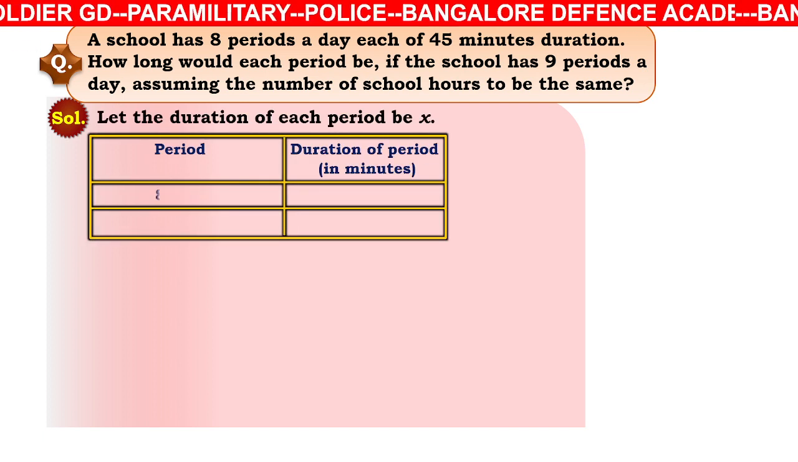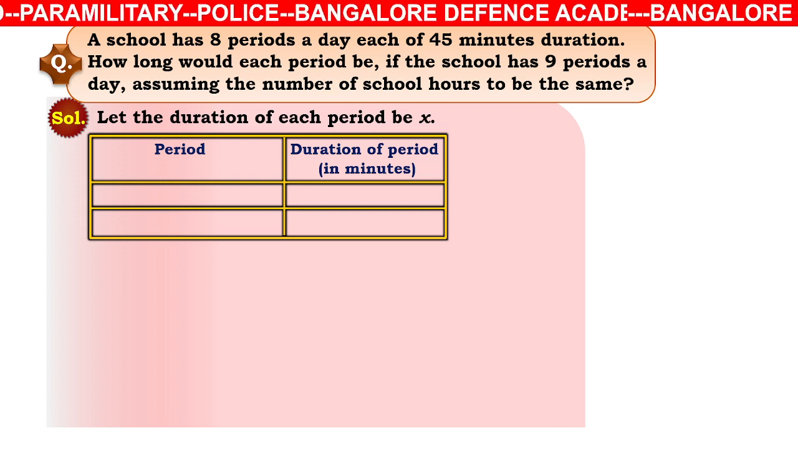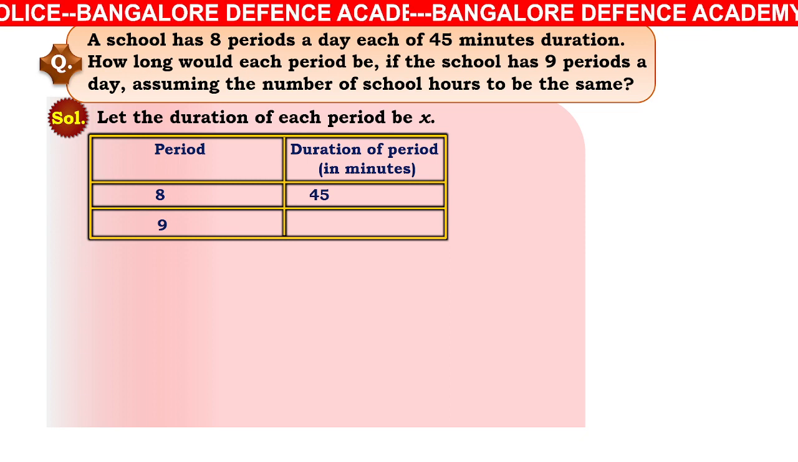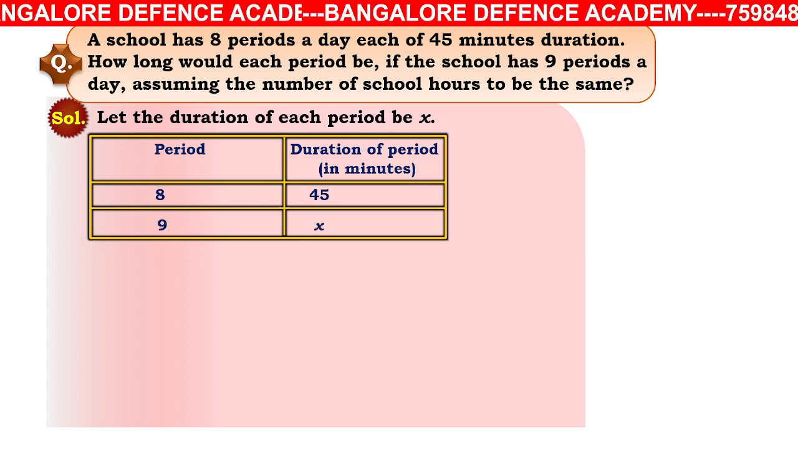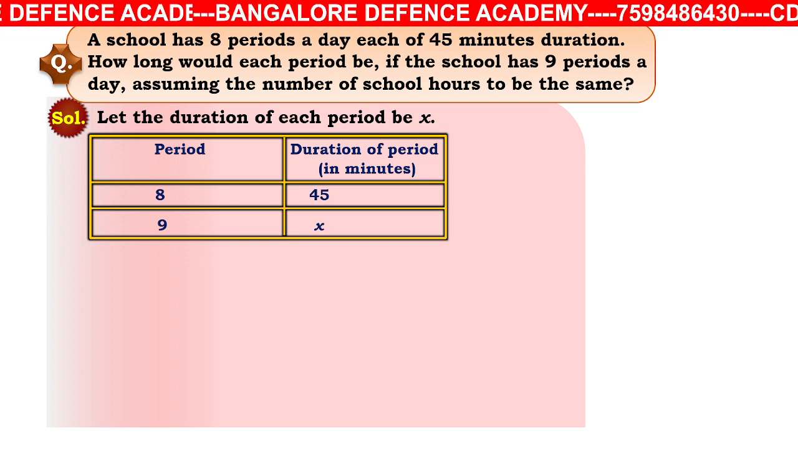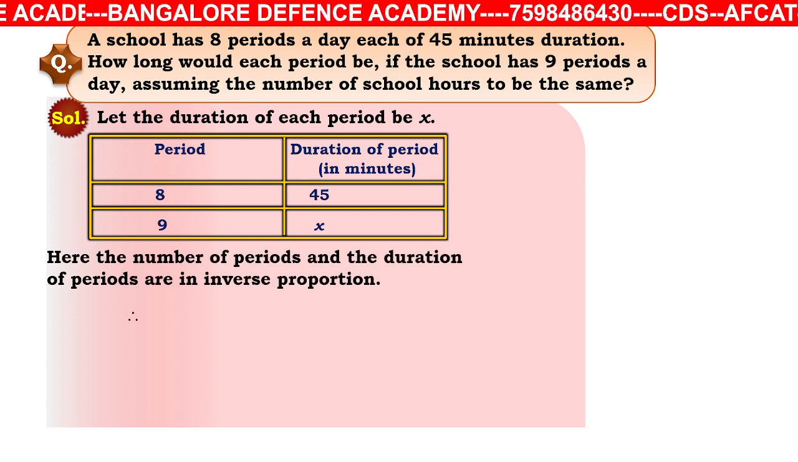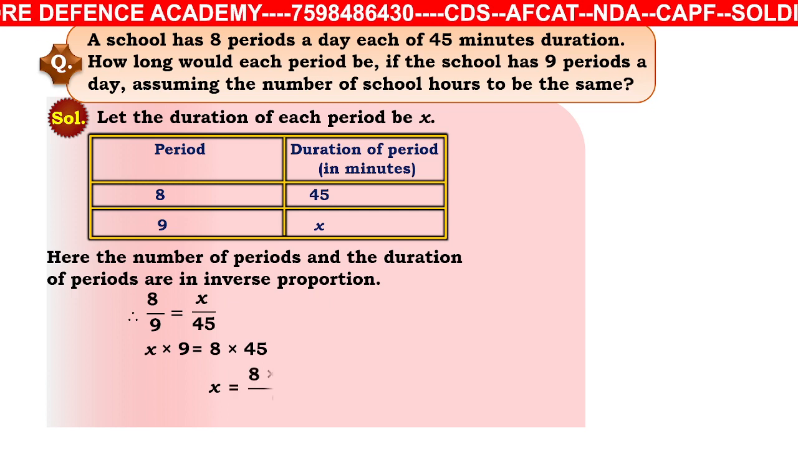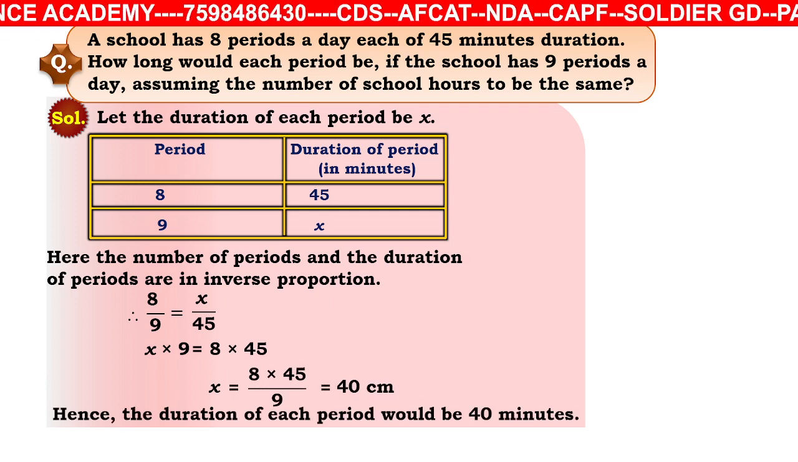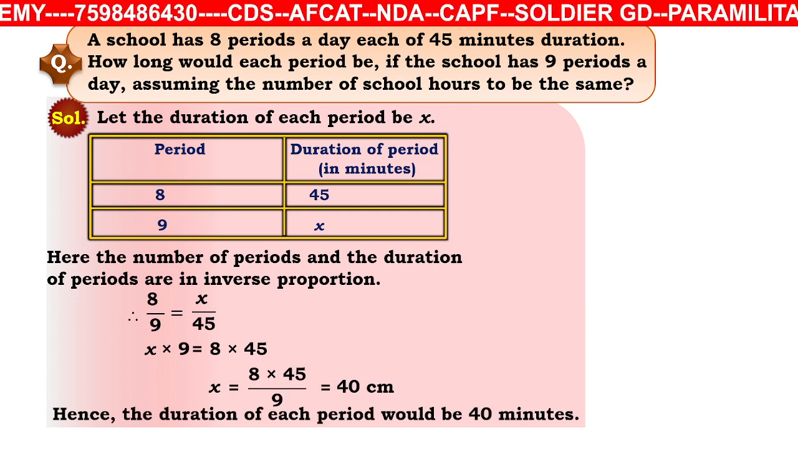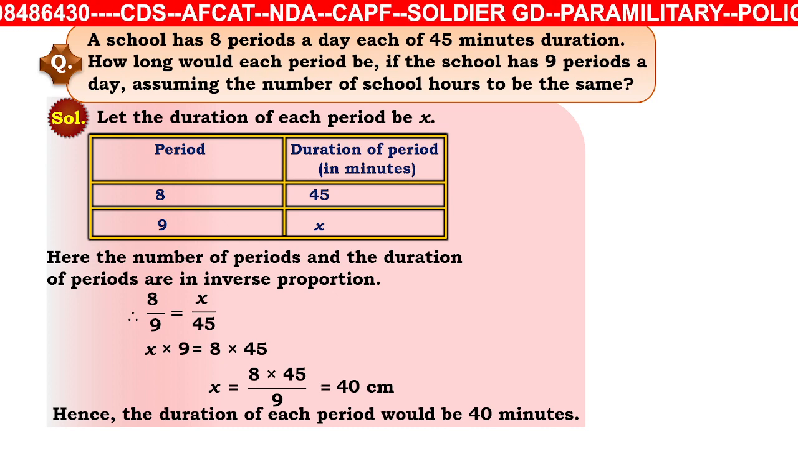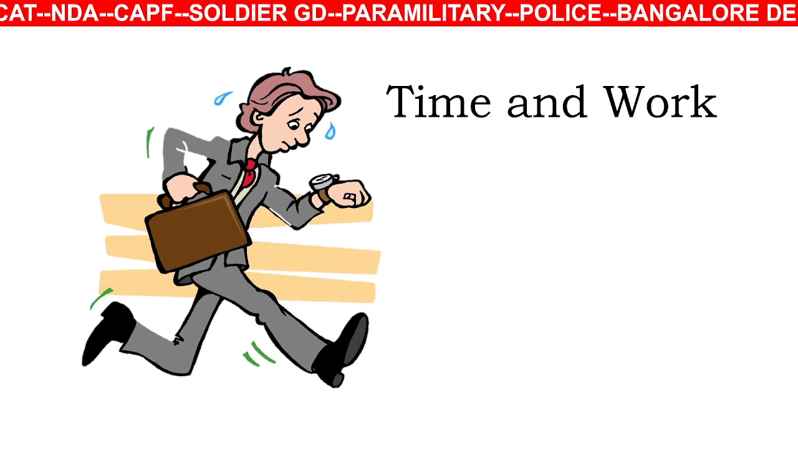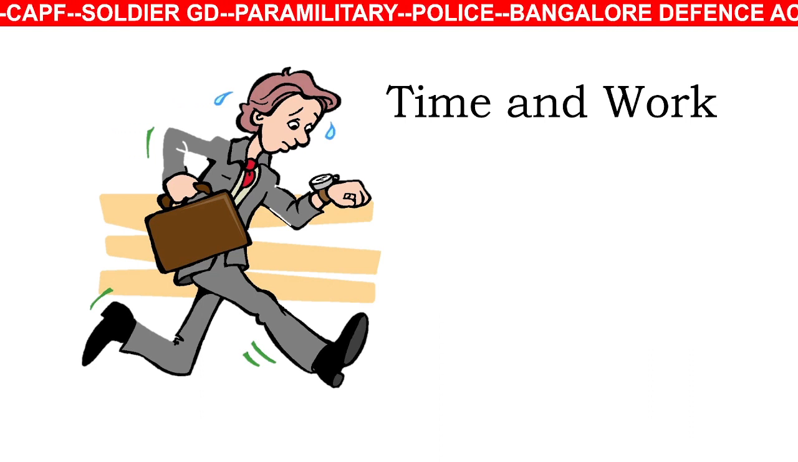So I am comparing period and the duration. If I have 8 periods, one class will be for 45 minutes. And if I have 9 periods, how much duration would it be? It's an inverse variation. You just cross multiply and you get the answer. So 9 into x is equal to 8 into 45. You get the answer as 40 minutes. So if there are 9 periods, each period will be for 40 minutes. I hope you understood the basics of direct and indirect variation.